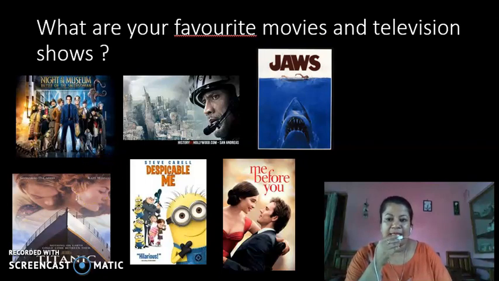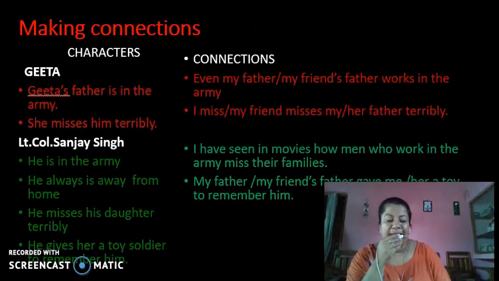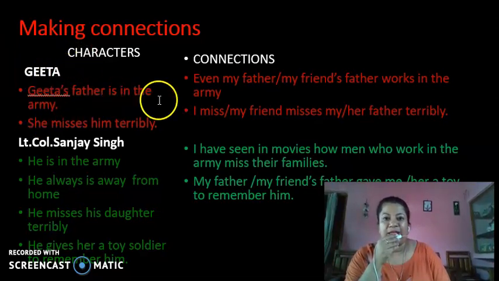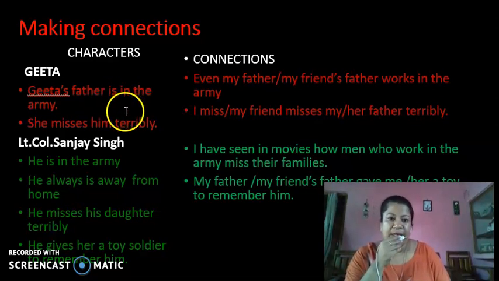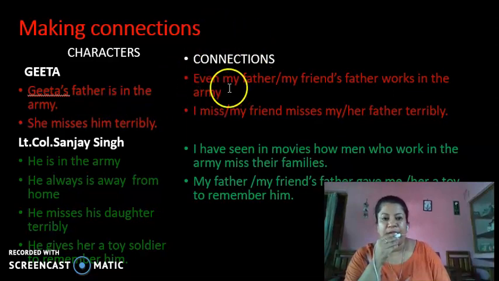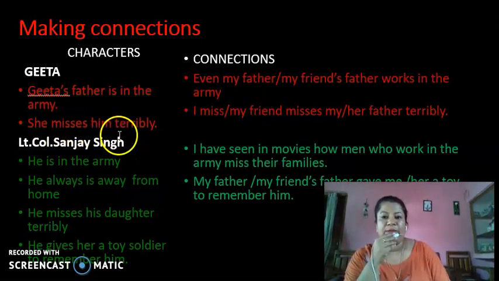Now let's talk about making connections, how we make connections with the characters in a story. We will first talk about the first character, that is Geeta. Geeta's father is in the army. Now when I tell you that Geeta's father is in the army, how can you make a connection with your daily life? Do you know anybody whose father is in the army? Or it could be maybe your father is in the army. So you can think about that answer. In making connections, you can say even my father is in the army, or maybe my friend's father works in the army. Then she misses him terribly.